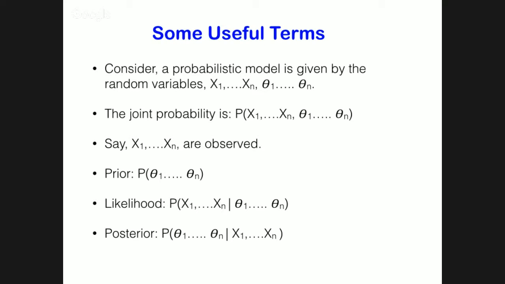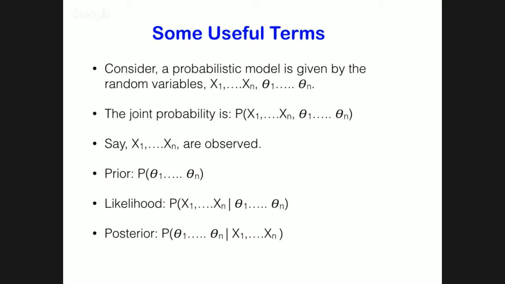Let's also review some useful terms which would help us with graphical models. If you consider a probabilistic model, it has some random variables x1 to xn and theta 1 to theta n. And we want to find the joint probability distribution for this. The joint probability distribution can be just expressed as the probability over all the random variables. So that would be probability over x1, x2, xn, and theta 1, theta 2, theta n. So that's joint probability. Now say out of these random variables, x1 till xn are observed. So we know the values or we know the probabilities of these events.